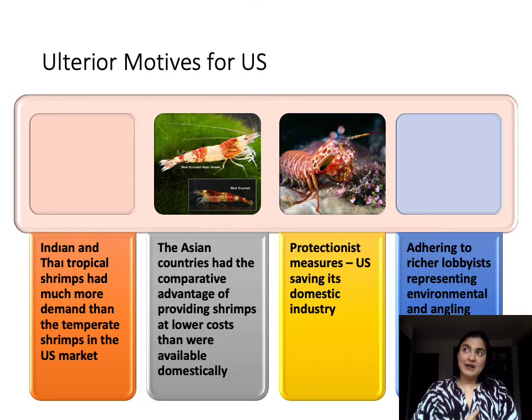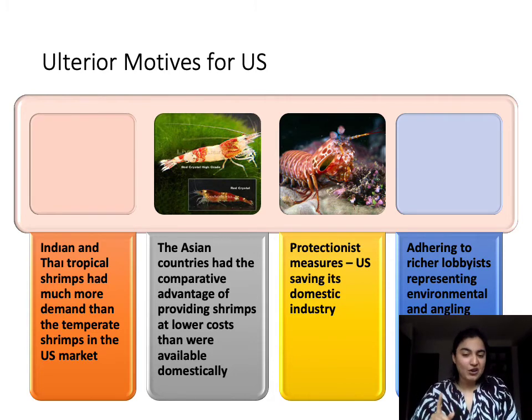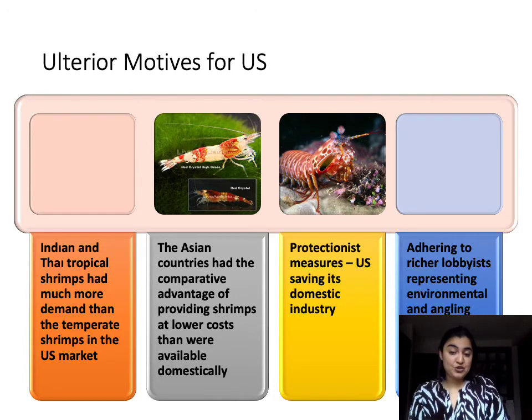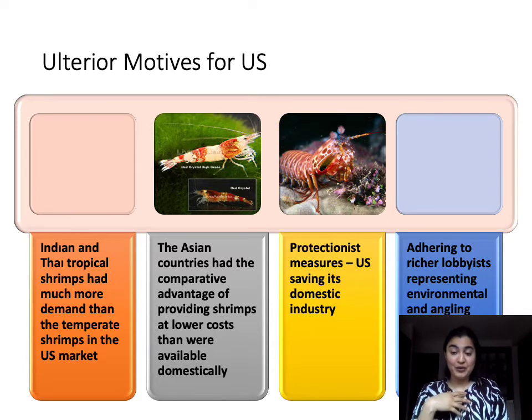So after providing these objective arguments, the complainants also said that, well, we think that the US is trying to protect their domestic shrimp industry, and their main objective is not really about conservation of sea turtles, but about the protection of their domestic shrimp industry. Because Indian, Thai and Malaysian shrimps are tropical shrimps, and the shrimps found in American waters are temperate shrimps. So these South Asian countries argued that the texture and the taste of tropical shrimp is better than temperate, and therefore they have a higher demand in the US market.